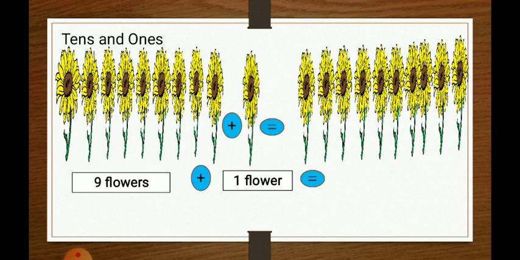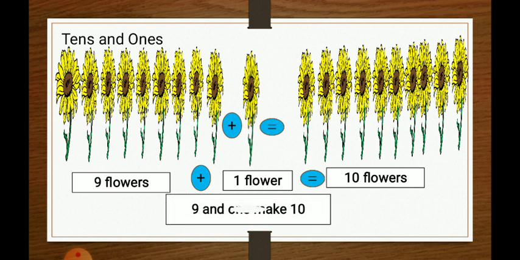How many flowers are there? There are 10 flowers. 9 flowers plus 1 flower is equal to 10 flowers. So you can say that 9 and 1 make 10. Yes, 9 and 1 make 10. Now students, we will see more.